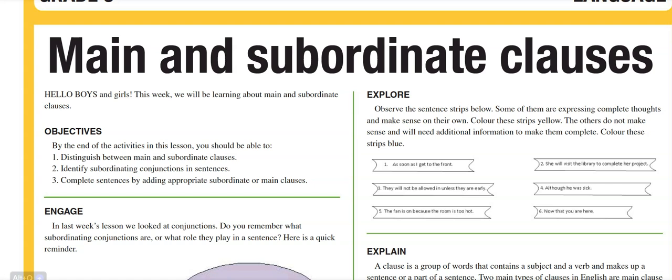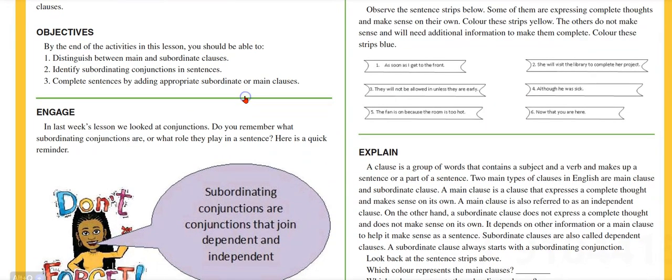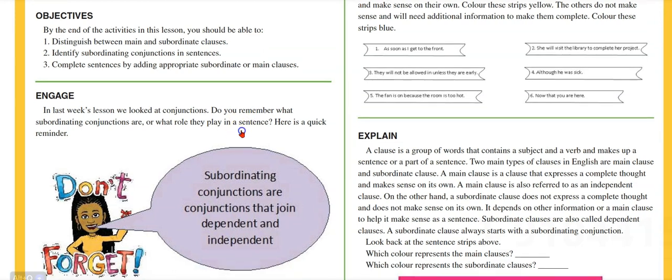Objectives. By the end of this lesson, you should be able to distinguish between main and subordinate clauses, identify subordinating conjunctions in sentences, and complete sentences by adding the appropriate subordinate or main clause.